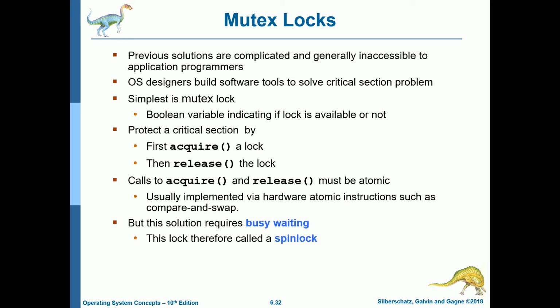Now, spin locks do have an advantage in that no context switch is required when a process must wait on a lock, and a context switch may take considerable time. In certain circumstances on multi-core systems, spin locks are in fact the preferable choice for locking.